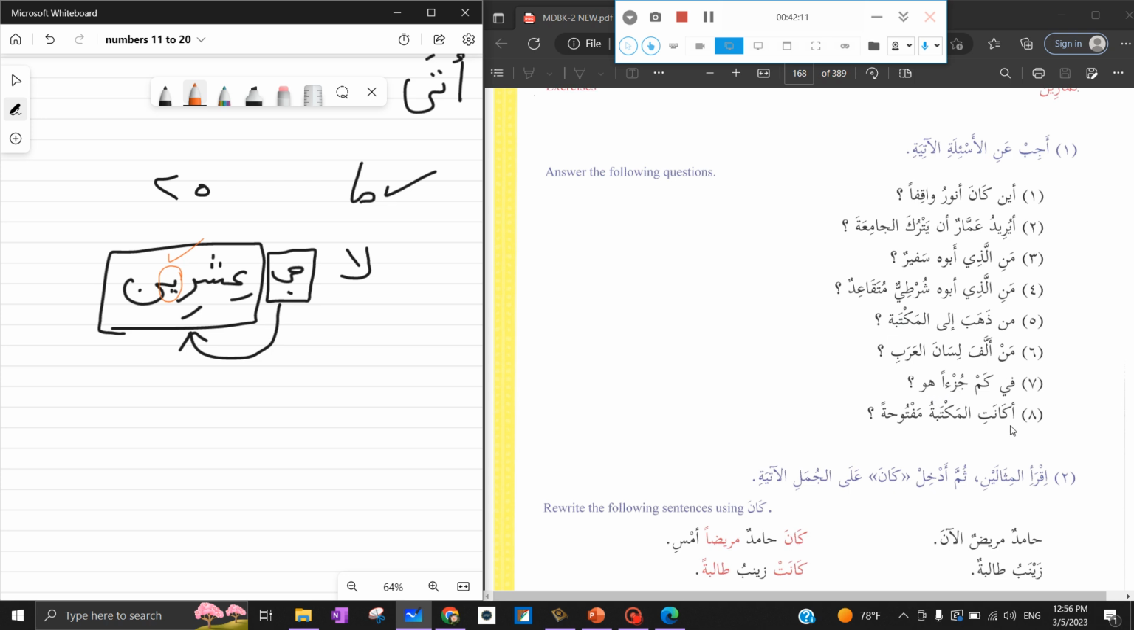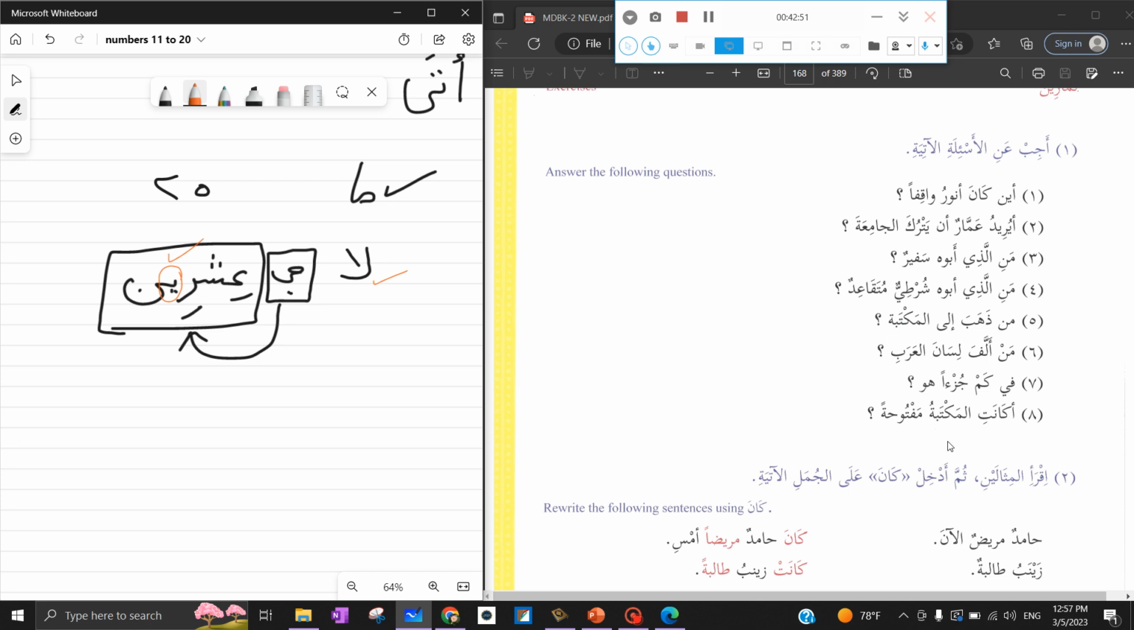Now, أكانت المكتبة مفتوحة, kanat means was. So your question will be, was the library open? No, the library wasn't open. It was closed. So what will be your answer? La. You are negating it. La kanat مغلقة. So you are answering somebody now, so you will use the present la. La, and you are saying no, the library was not open. So that's why you will use kanat. And why kanat with ta tanis? Because of the feminine maktaba noun.